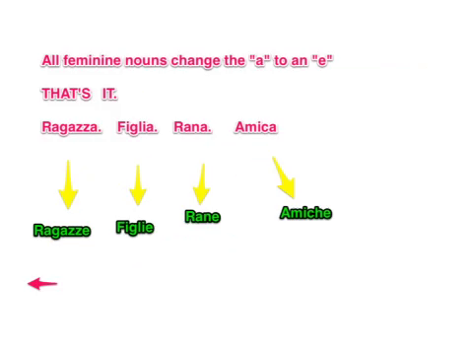All feminine nouns are easy as well. All feminine nouns change the A ending to an E, and that's it. Ragazza becomes ragazze. Figlia, figlie. Rana, rane. Amica, amiche. You will notice that the word amiche has added an H, and the reason for that is just to keep the k sound, otherwise it would become amice, but we'll talk about that another time. Most importantly, the A has changed to an E.